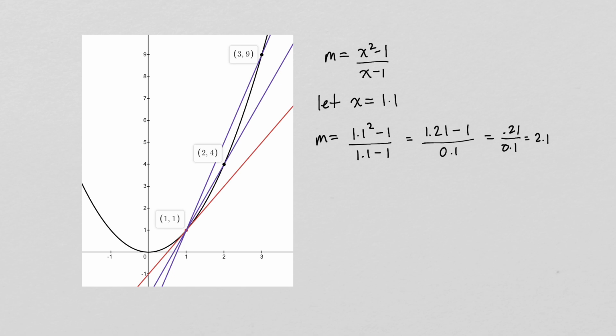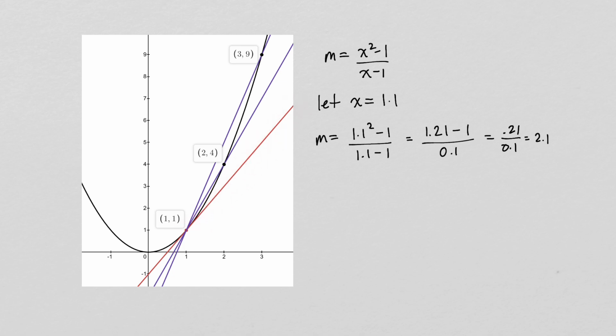Now, that line would be really hard to graph here because 1.1 is right about here. And if we put that point on the curve, you would see that the secant line here is very, very close to this tangent line. So what we should observe is that the closer this number x gets to 1, the more this slope is going to be close to the slope of the tangent line.